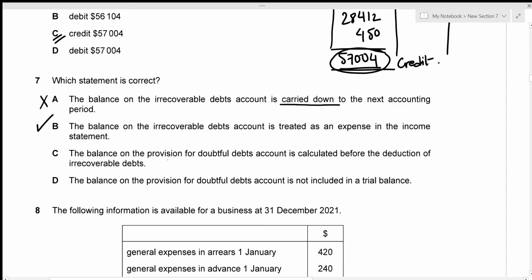The balance on the provision for doubtful debts account is calculated before the deduction of irrecoverable debts. That's incorrect. The balance on the provision for doubtful debts is actually calculated after the deduction of irrecoverable debts. And the fourth one is that the balance on the provision for doubtful debts account is not included in the trial balance. That's incorrect as well. This balance is actually included in the trial balance. So our correct answer is going to be option B.